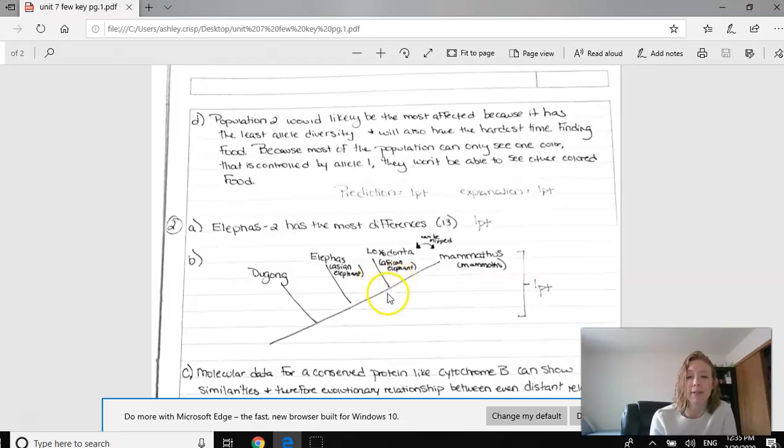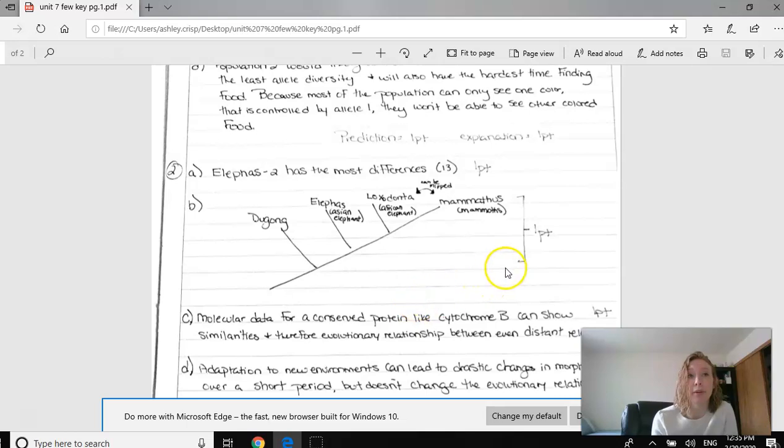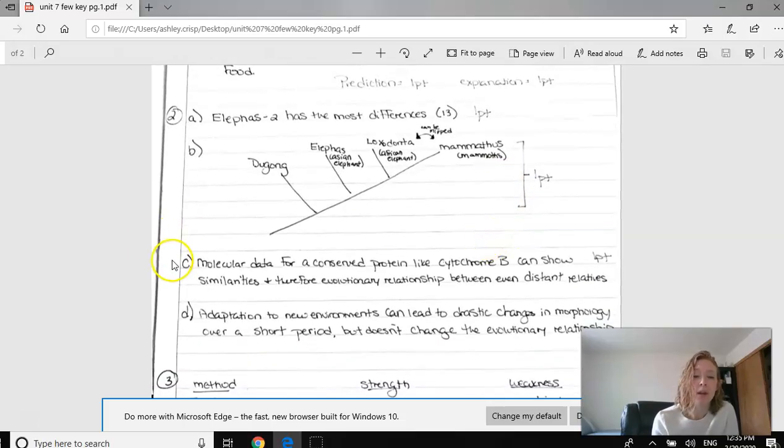Some of you are under the misconception too that because mammoths are extinct, that they had to be farther away, but that's not necessarily true. Just because an animal is extinct doesn't necessarily mean that it's distantly related compared to something else. So don't give in to that misconception. This whole thing was worth 1, so depending on how badly you messed it up, you might have gotten a 0.5 off or 1 off.